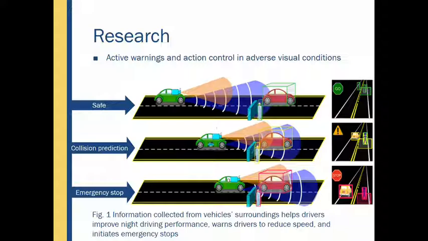So, for instance, the front car can signal the trailing cars that it is going to stop soon. You can coordinate this behavior using all of this technology.